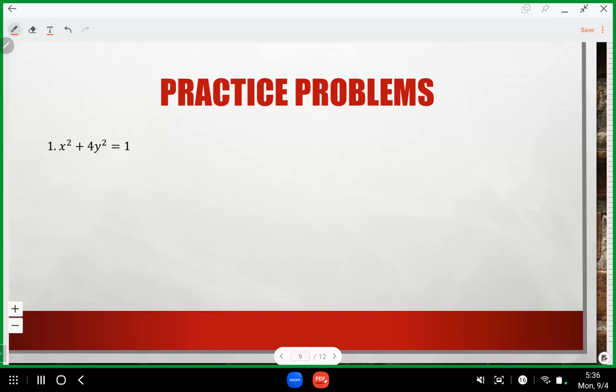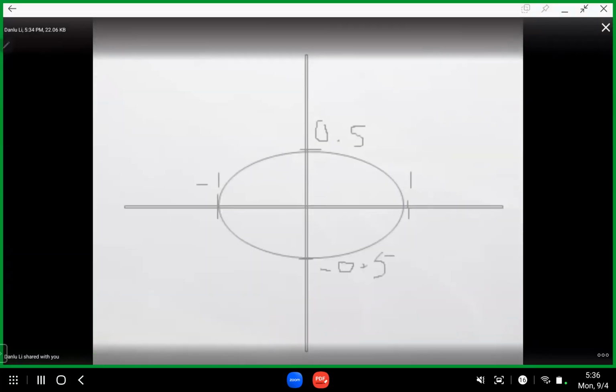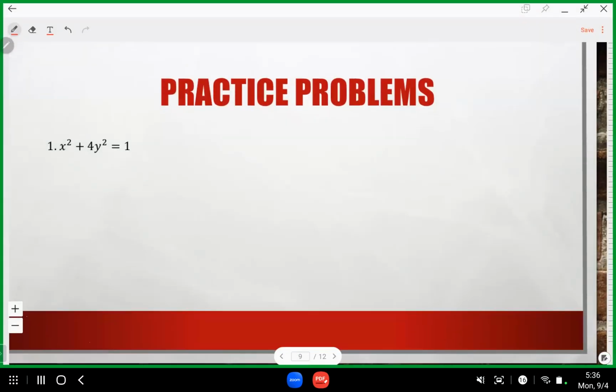All right, let's go over this one. So this is very good. This is quite nice. So let's look at our equation here. Usually we have x squared over a squared plus y squared over b squared is equal to 1, right?